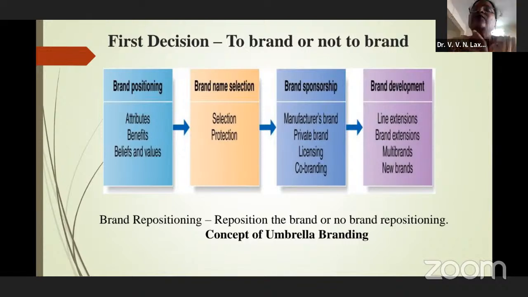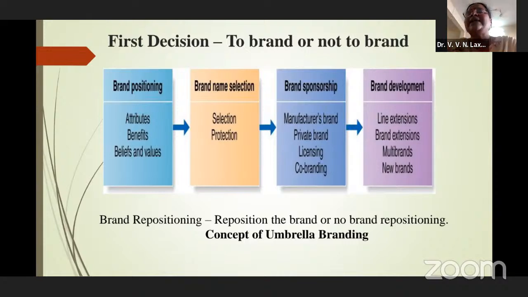For example, Dove started with only soap. Now from shampoo to moisturizers, everything is there under the umbrella of Dove. Dove was already well established. So it becomes very easy for the company to push other products under the umbrella of Dove. Now here the company has to think about the differentiation between manufacturer's brand, private brand, licensing, co-branding. This we can discuss at a later stage.